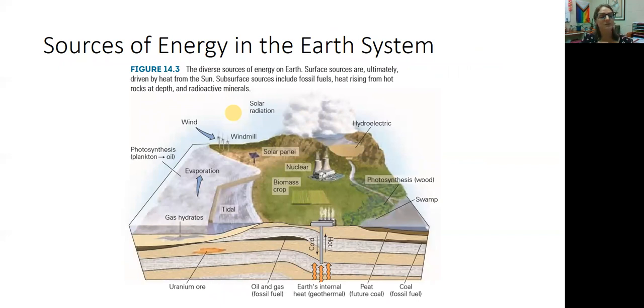So as I said, there's many different sources of energy in the Earth system. We could get energy from solar radiation, from wind, from evaporation, from tidal motion, from hydroelectric power. And today we're going to focus on those that rely on geological materials and processes, those being oil and gas or fossil fuels, and also nuclear power that relies on uranium.